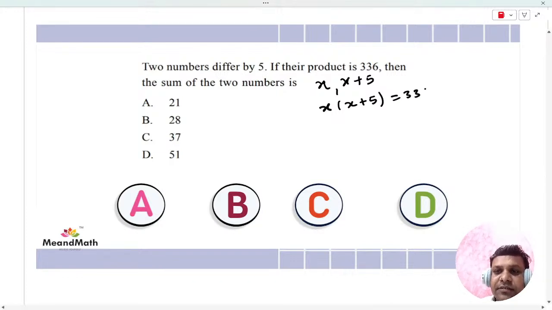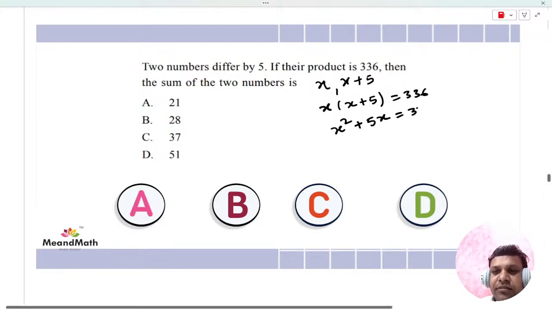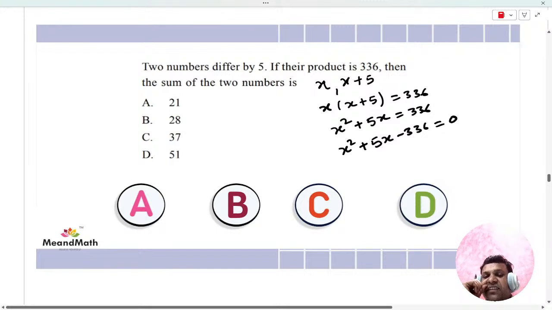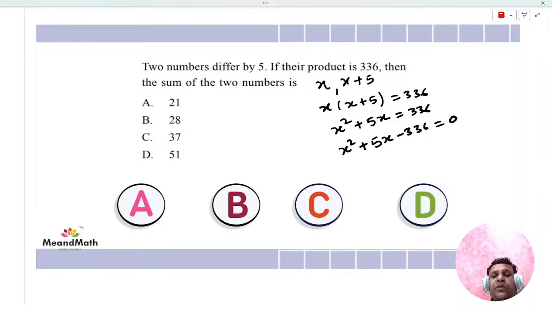x(x+5) = 336. Multiply: x² + 5x = 336. So x² + 5x - 336 = 0. Here, a quadratic equation is there. So, this quadratic equation is simplified by splitting the middle term.